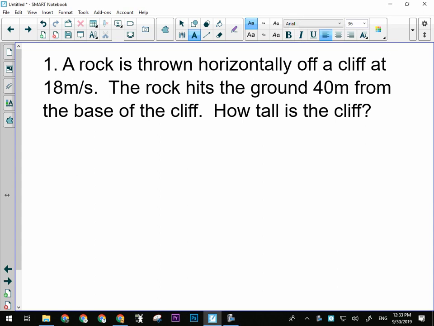Okay, so today we're going to go over one of each kind of projectile motion problems.